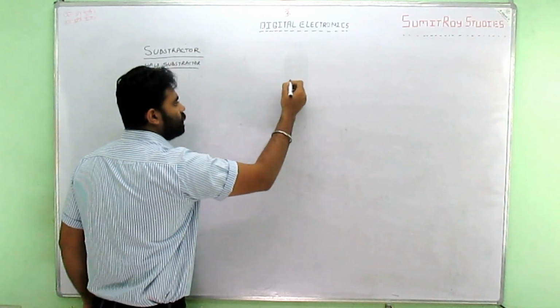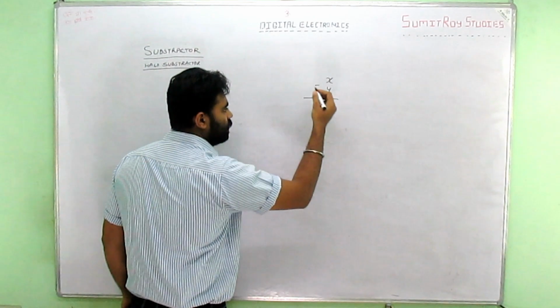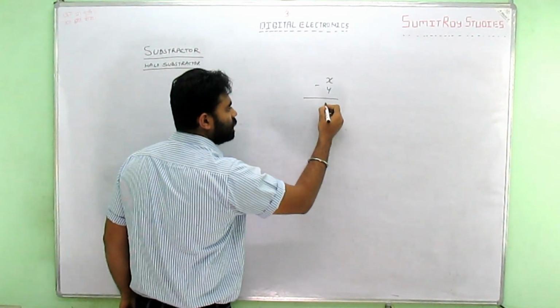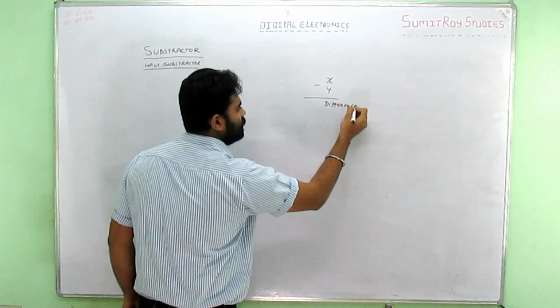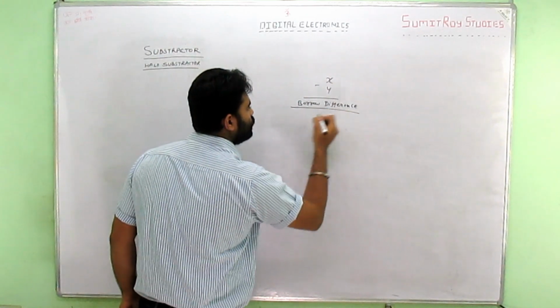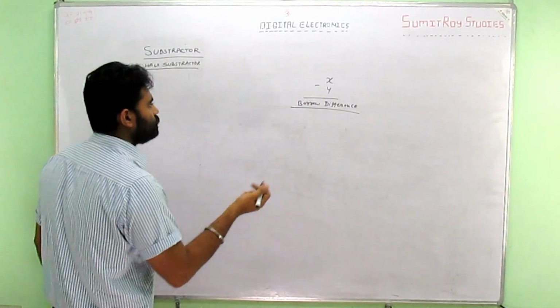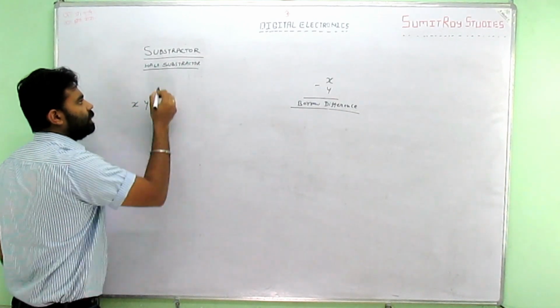So what is intended is that x and y are to be subtracted. Now as we subtract, we'll get a difference and a borrow. There will be two parts. I'll write the configurations as they are.